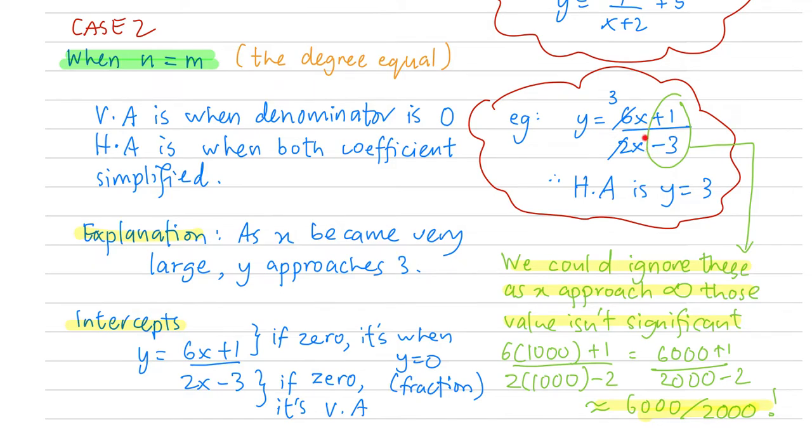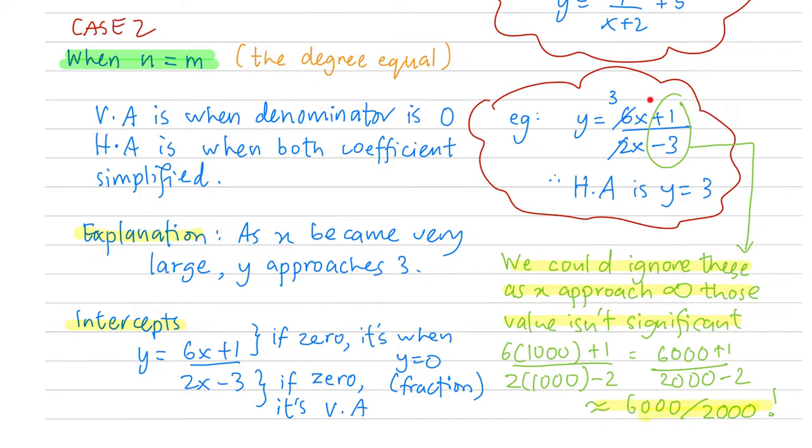The quicker way to get the horizontal asymptote is to divide the coefficients of these two. The coefficient of x from the numerator and denominator, we divide that, 6 divided by 2. That makes our horizontal asymptote y equals 3. The vertical asymptote is still the same, when the denominator is 0. So for this case, 2x minus 3 equals 0, and from there we get x equals 3 over 2. That is the vertical asymptote. So now we can find both the horizontal and vertical asymptotes.